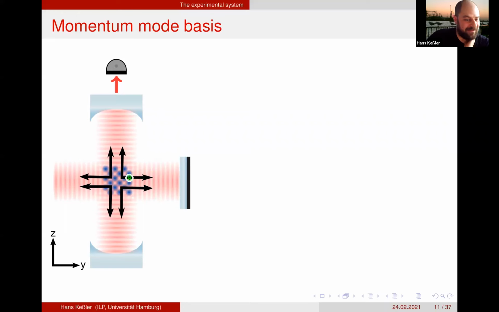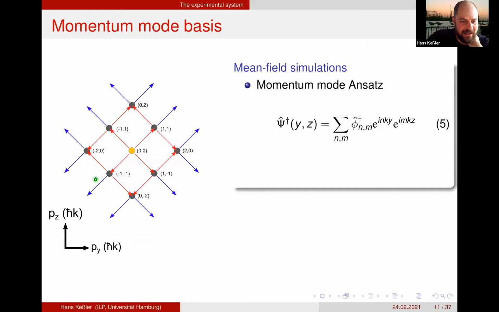So what happens in the end is that we scatter photons from the pump into the cavity and vice versa. Each time, h bar k momentum is transferred in the direction of the pump and the direction of the cavity field. So this leads to a discretization in momentum space, and we populate these momentum modes. The 0-0 mode is the BEC mode.